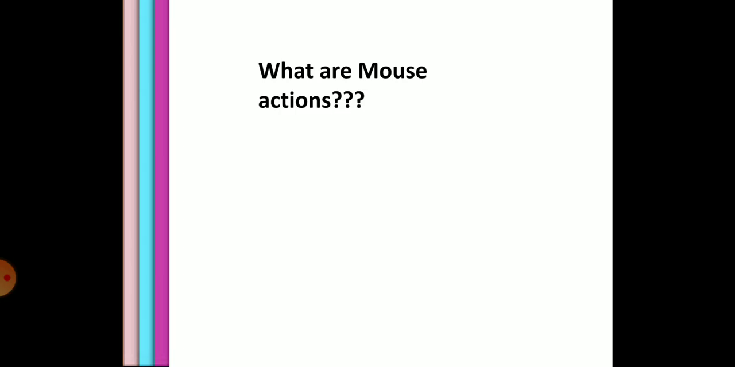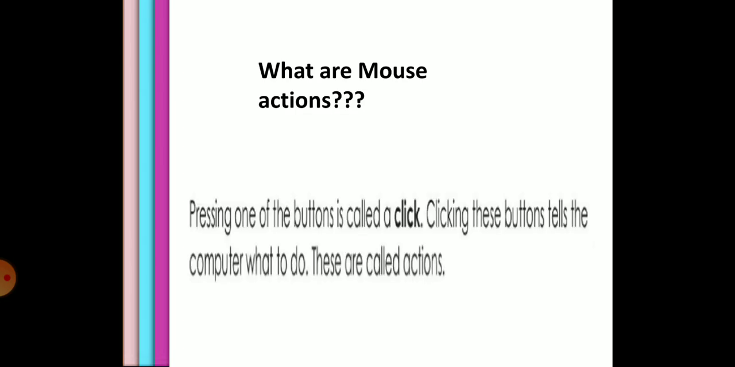Now, what are mouse actions? Pressing one of the buttons is called click. When we press any of the button of the mouse, that action is called click. Clicking these buttons tells the computer what to do. When we click the button, it gives instructions to the computer what has to be done. So clicking these buttons tells the computer what to do.